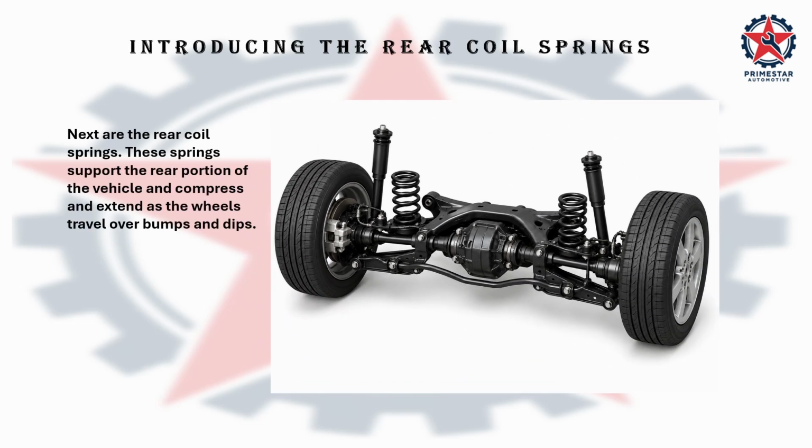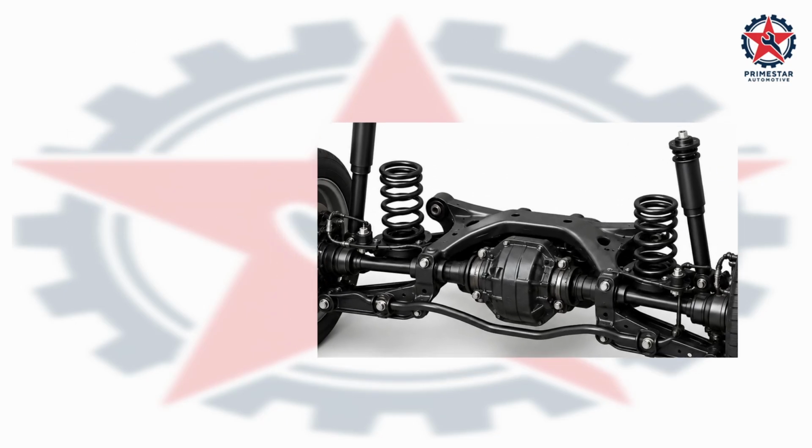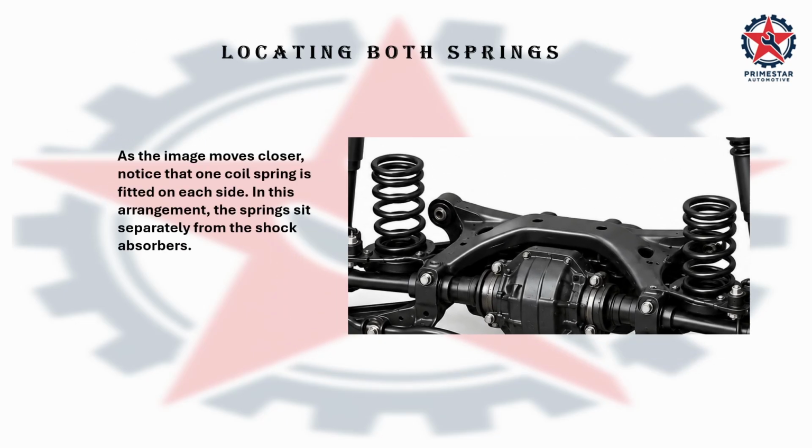Next are the rear coil springs. These springs support the rear portion of the vehicle and compress and extend as the wheel travels over bumps and dips. As the image moves closer, notice that one coil spring is fitted on each side. In this arrangement, the spring sits separately from the shock absorber.